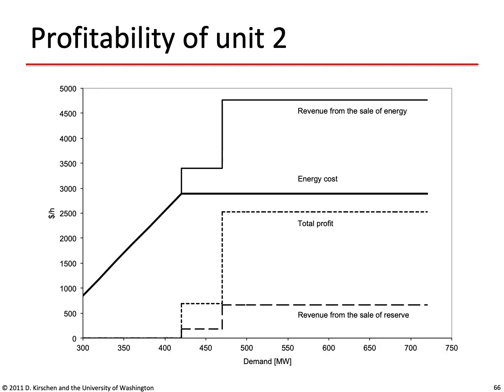The graph on this slide shows what happens to the profitability of Unit 2 as the load changes. We can see again that up to 420 megawatts, Unit 2 is marginal and the price of reserve is 0, therefore it doesn't make a profit. At 420 megawatts, it starts making a profit from the sale of energy, and at 470 megawatts, it starts making a profit on the sale of reserve.